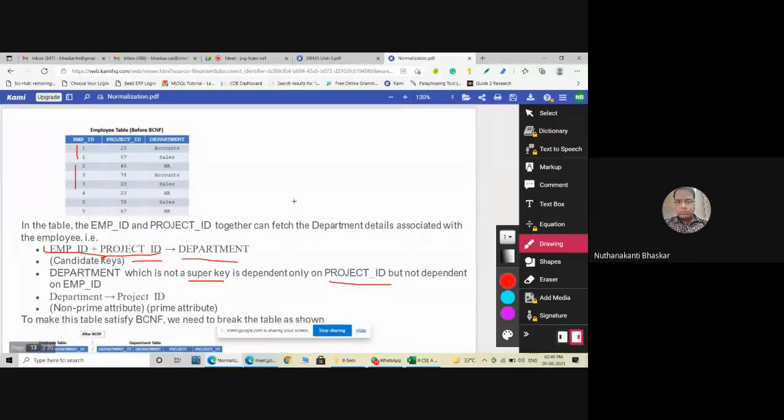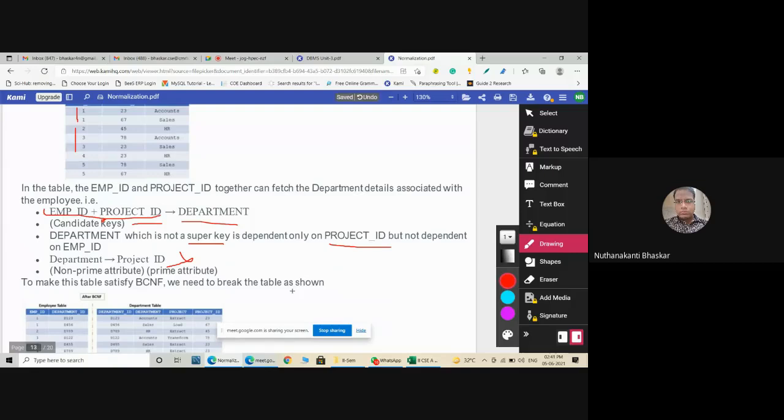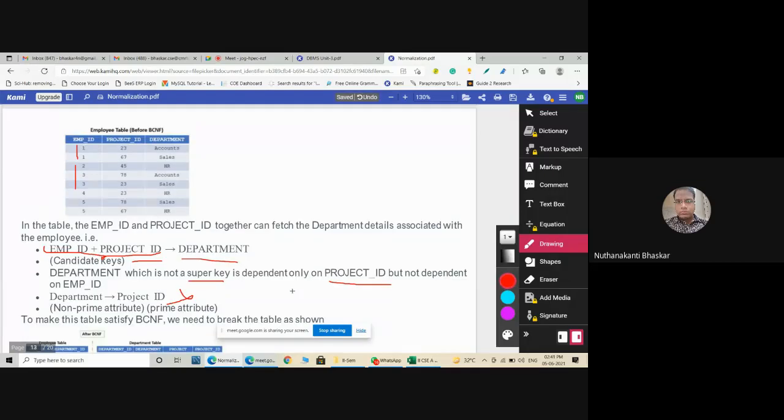Now, department determines project ID. Once you check, department determines project ID, meaning project ID is depending on department. Once you check, no, it is also not possible. So this is also not possible. It is not working, so we need to add one more attribute.